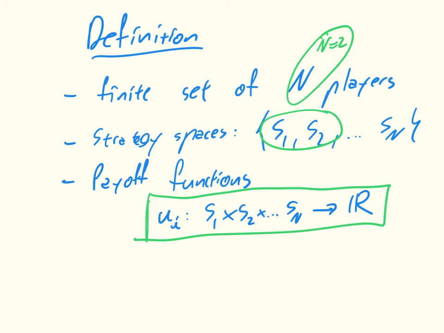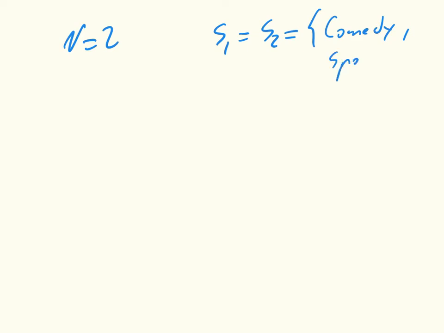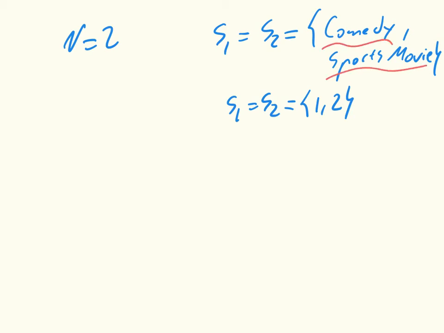So in the case of the Battle of the Sexes game, we had 2 players, Alice and Bob, and the strategy spaces were equal, and they were just equal to the 2 movies that we had. So a comedy or a sports movie. Okay? But instead of writing that, we'll just write out that S1 is equal to S2 is equal to {1, 2}, because we don't actually care about whether or not it was a comedy and sports movie. We just care about the fact that they were the same thing.